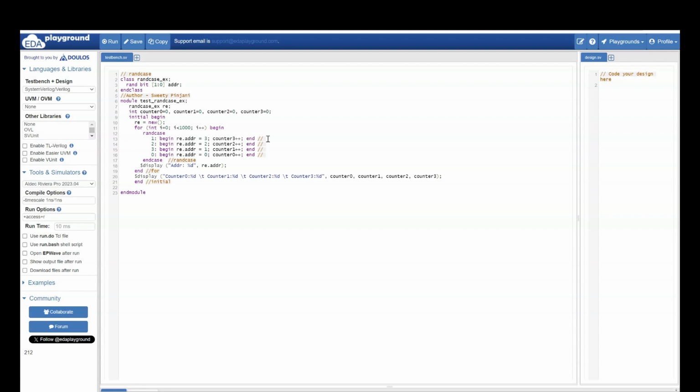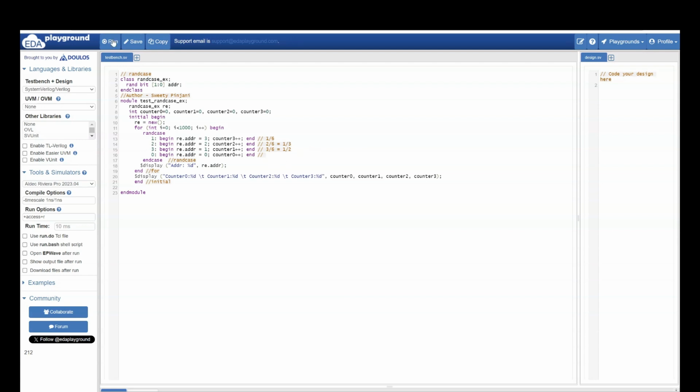So this value will occur 1/6 time. The second value will occur 2/6 time. The third value will occur 3/6 time. 3/6 is equal to a half, and 2/6 is equal to 1/3. This is how your value should get generated.